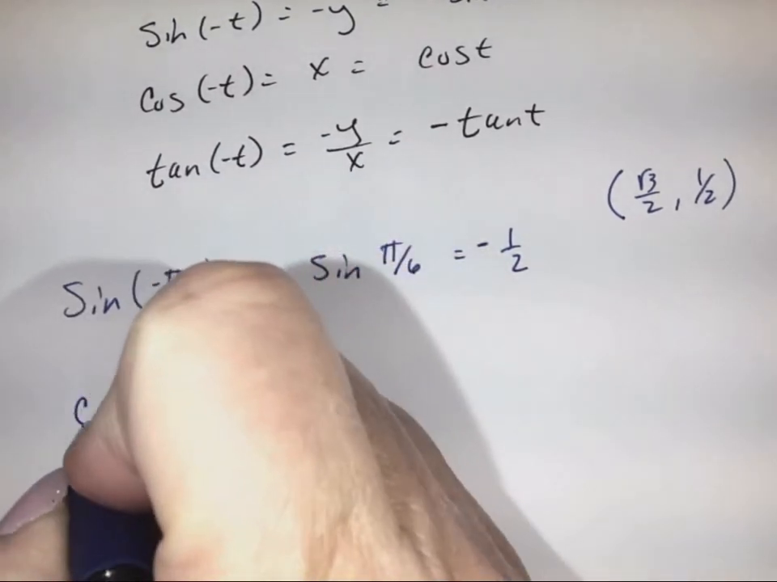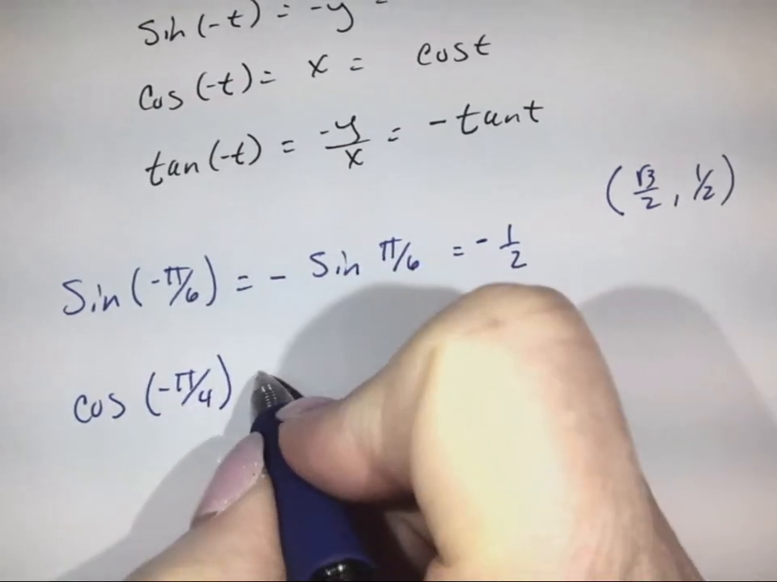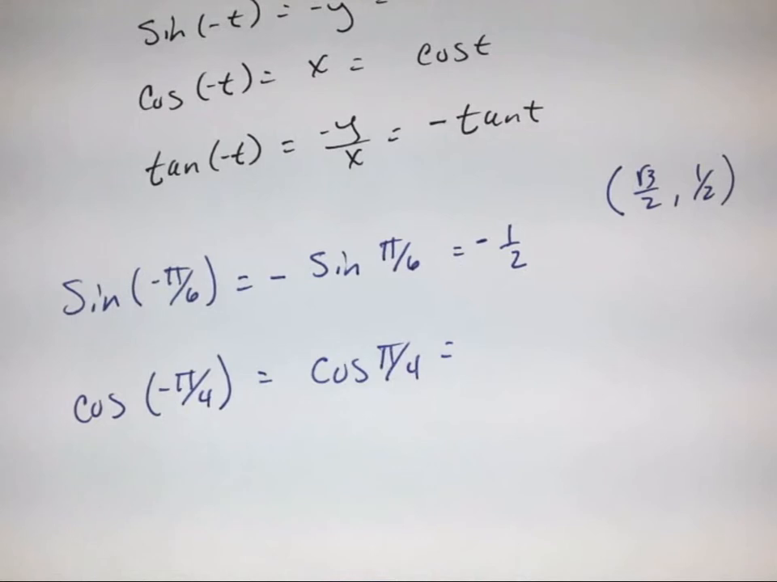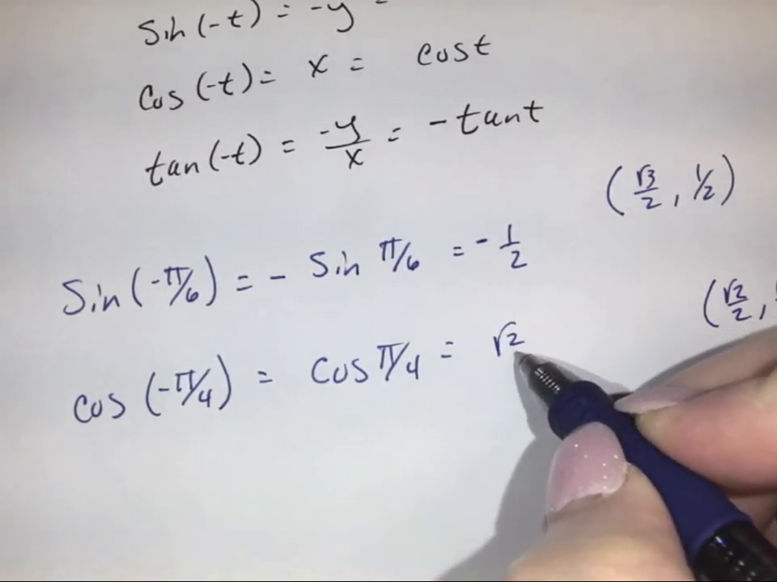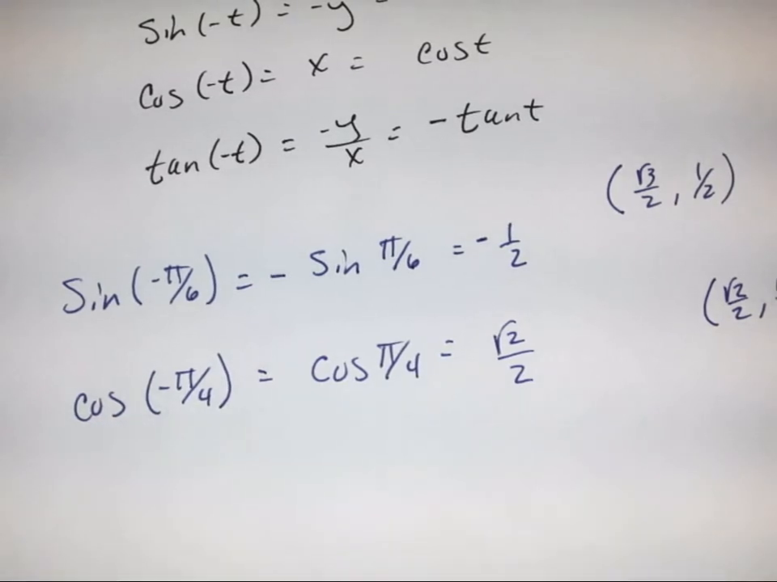All right, so if we look at the cosine of negative pi over 4, that's going to be equal to cosine of pi over 4. And for pi over 4, our terminal point is square root of 2 over 2, square root of 2 over 2. So it'll be equal to the square root of 2 over 2 because it's an even function.